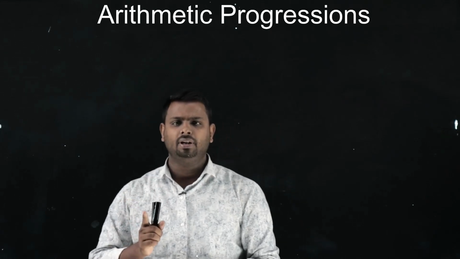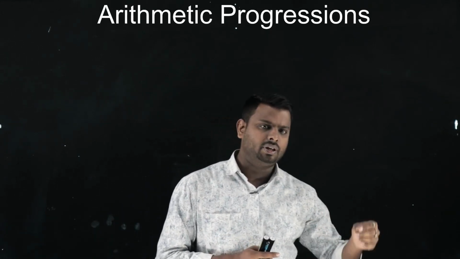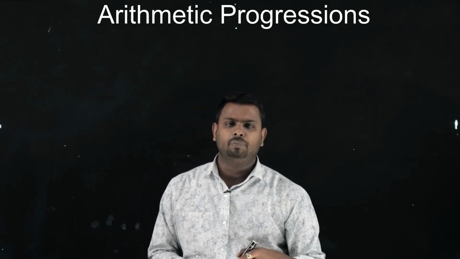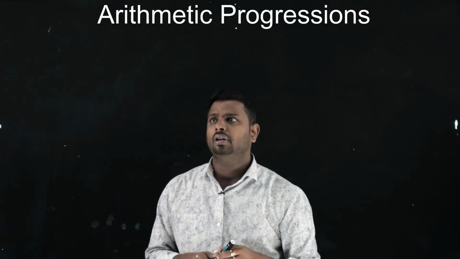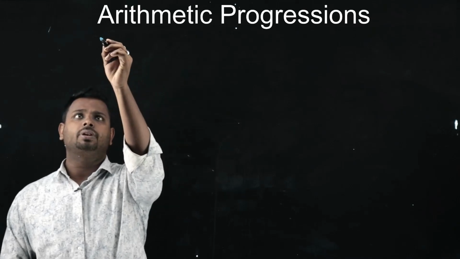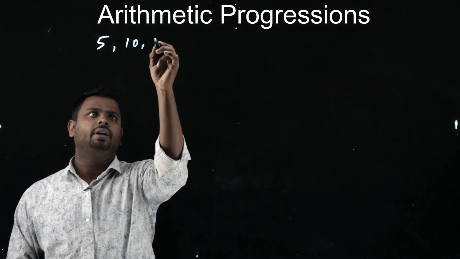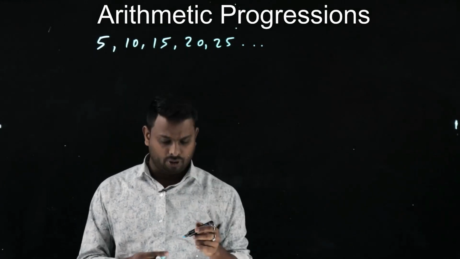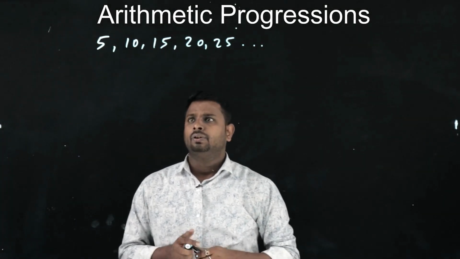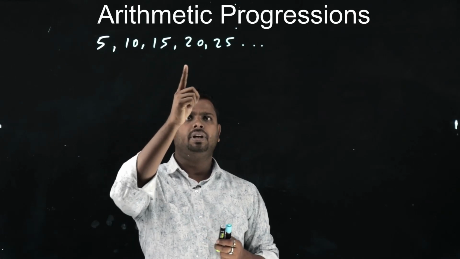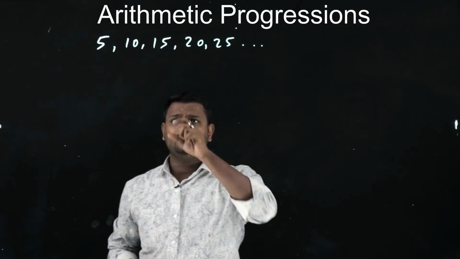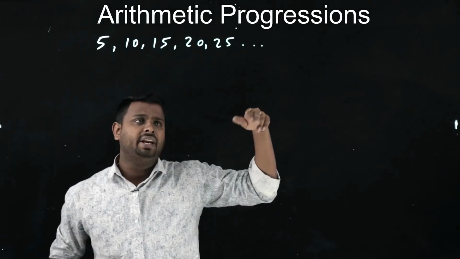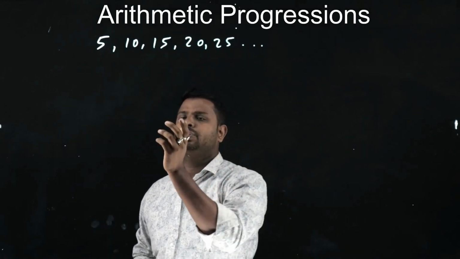Except the first number, when you obtain the second number, third number, fourth number and so on, you add a fixed value and you obtain the next numbers. For example, we'll write one progression: 5, 10, 15, 20, 25, and so on. What do you see as the common thing in them? You obtain every next digit by adding 5 to the previous digit.